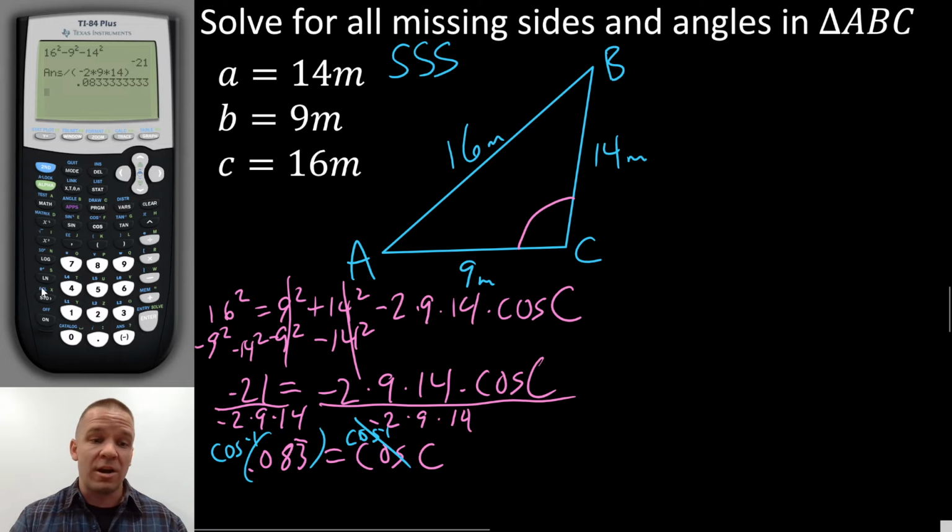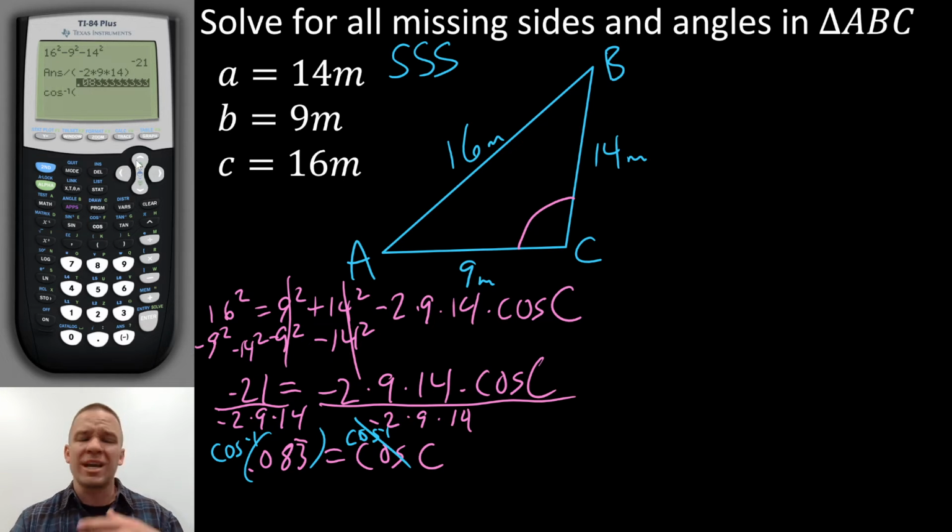So if I take my calculator, I've got second cosine now. And I can arrow up, just like I do with law of sines or whatever. I'm going to arrow up, copy that in, close my parentheses, and hit enter. And there we go. We get 85.219 degrees.